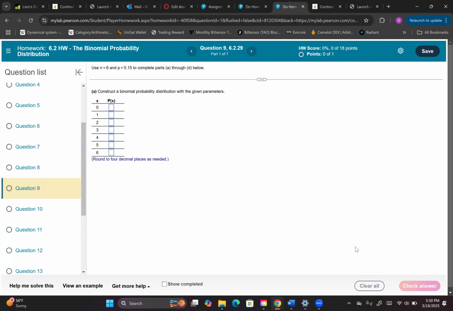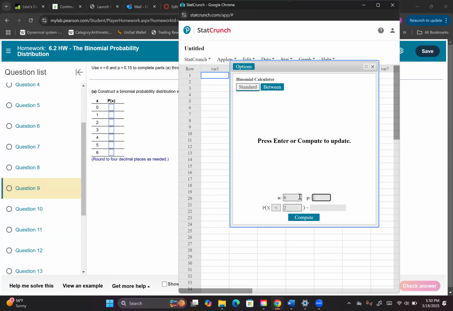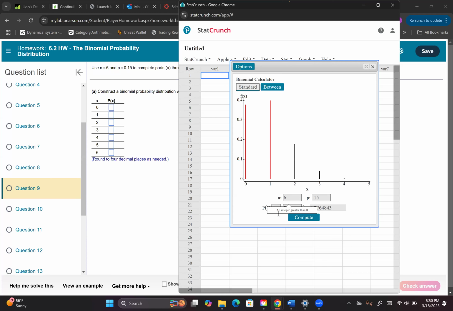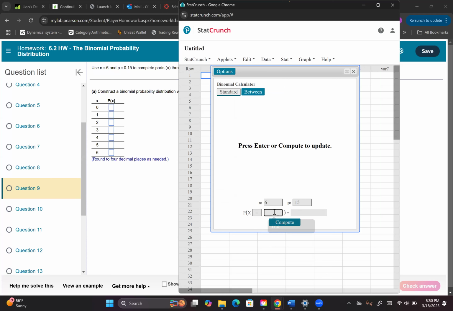This one looks crazy, but it's just going to be multiple calculations. So n is always going to be 6. Probability is always going to be 0.15. And then for each one, oh, where'd that go? Sorry, this thing's not closing. I can't see it. Oh, come on. I have to close this. Oh, there we go. So change this to equal. And for each one, just do 0. Write that probability down. 1. Write that probability down. 2, 3. And you can see they're decreasing. 4. And so for each box, you fill that in.